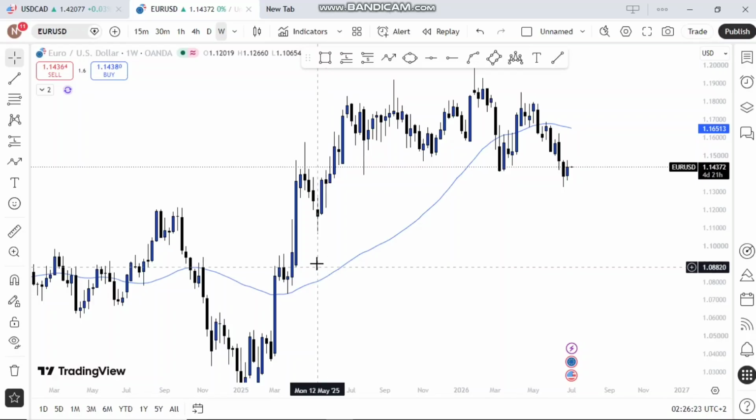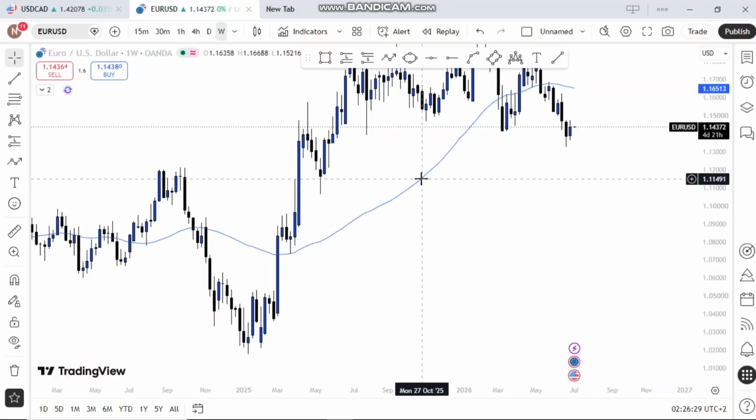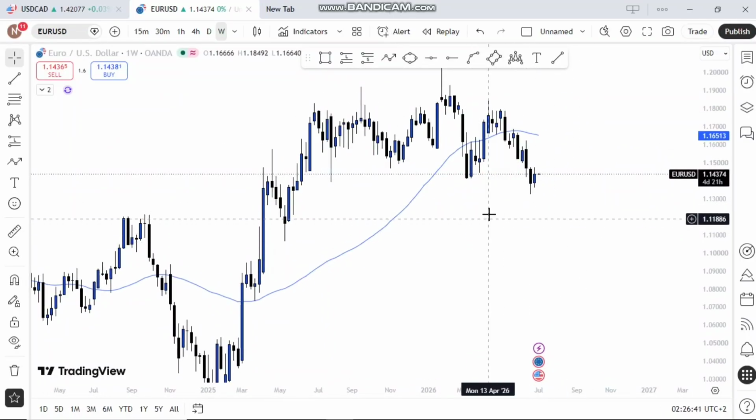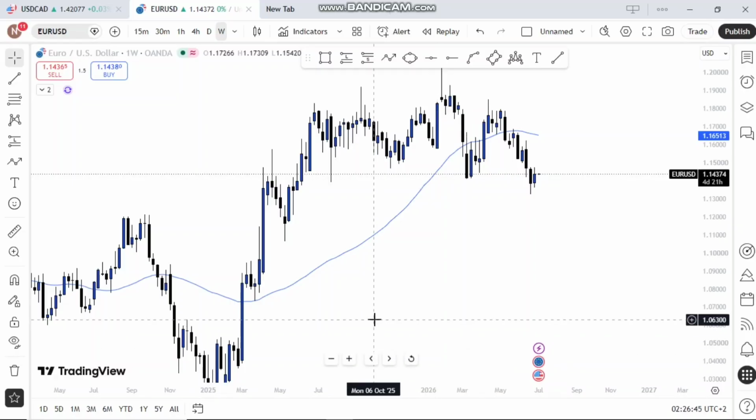Currently on the EURUSD weekly chart, as everyone knows, I like to start from the higher time frames and then go down to the lower time frames. First, I need to see the overall direction. What is happening? Are we buying? Are we selling?